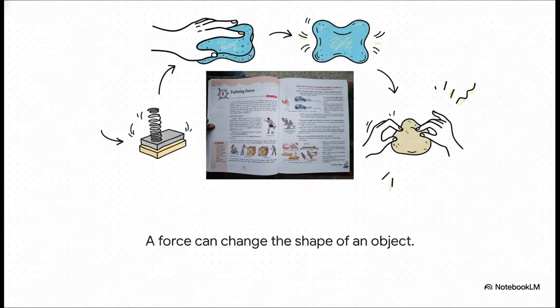And it's not always about motion. Just look at this sponge. The force from the hand is squeezing it, deforming it, completely changing its shape. Now, if you let go, it'll probably pop right back. But that ability to change shape is another key power of force.